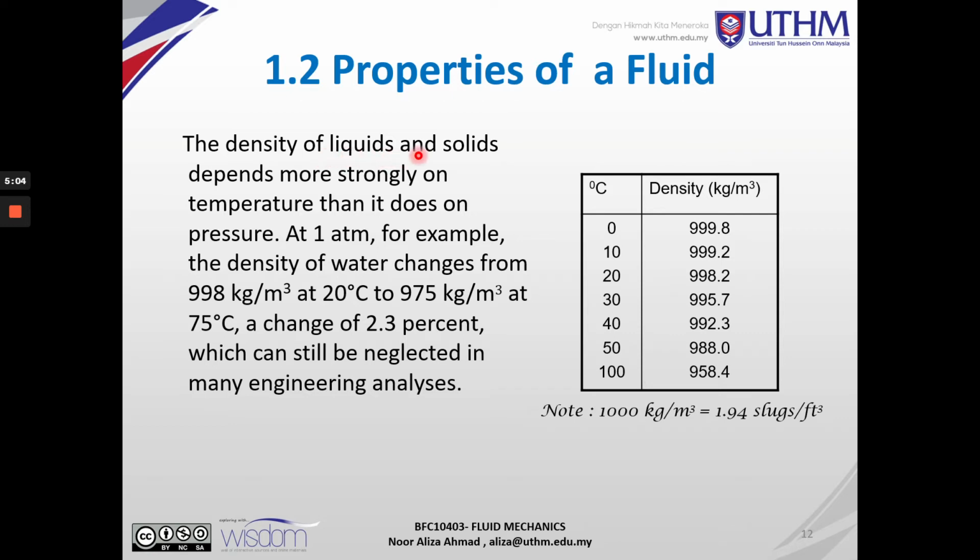The density of liquids and solids depends more strongly on temperature than it does on pressure. At 1 atmosphere, for example, the density of water changes from 998 to 975 kg per meter cube from 20 degrees Celsius to 75 degrees Celsius, a change of 2.3%, which can still be neglected in many engineering analyses. We use this table for the difference of temperature and the difference of density.